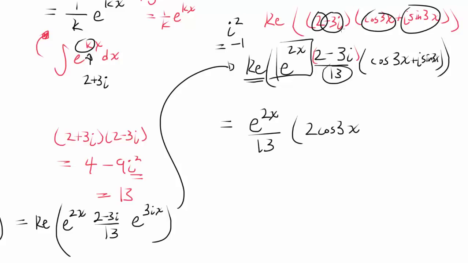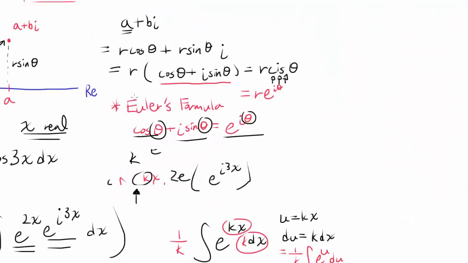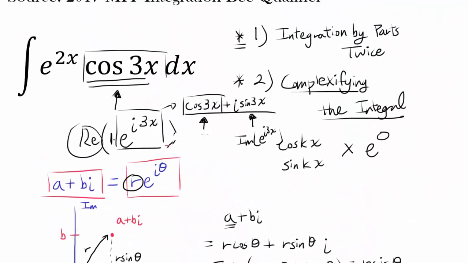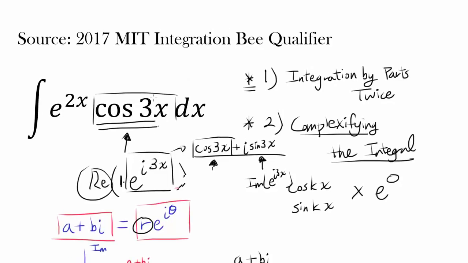Multiplying these two gets us negative 3i squared sine of 3x, and i squared is negative 1. So we have plus 3 times sine of 3x, plus c, and we're done. So using the complexification technique, complexifying the integral, the answer we got is 1 over 13 e to the 2x times (3 times sine of 3x plus 2 times cosine of 3x) plus c.